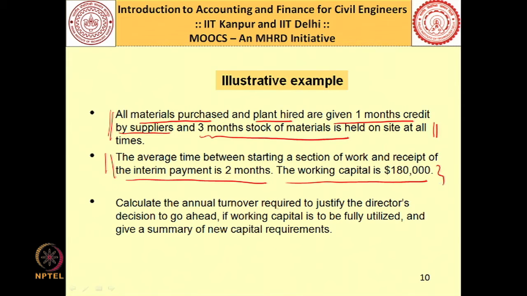Now, it says calculate the annual turnover required to justify the director's decision to go ahead if working capital is to be fully utilized, and you also have to give a summary of new capital requirements. So, the director would like to justify his or her decision because they are going to invest $180,000 here and $45,000 to set up the establishment. So, they would like to know how much business they should be doing on an annual basis, so that it justifies the expense of this $180,000 here and $45,000 as given to you in the earlier slides.